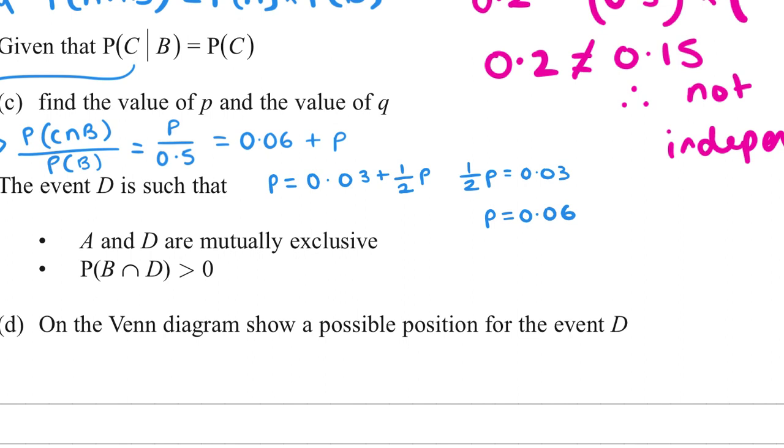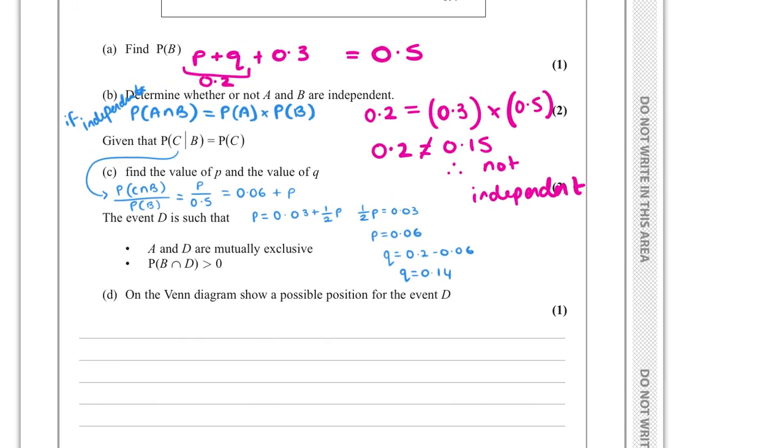Okay, well that's great. What do we know about P and Q? They equal 0.2. So 0.2 minus 0.06, Q equals 0.14. Brilliant. So, nice and easy.